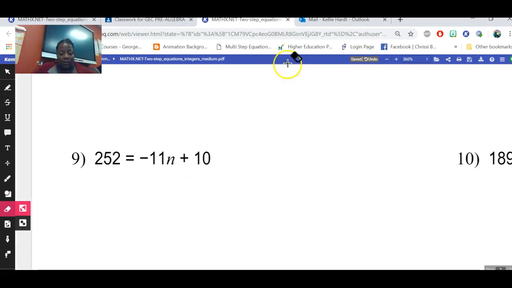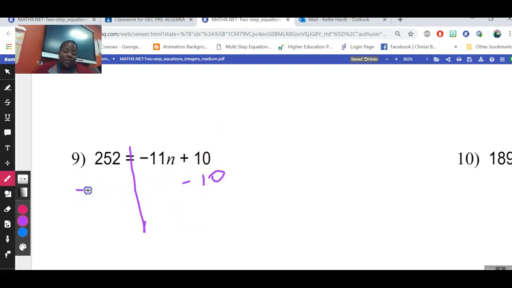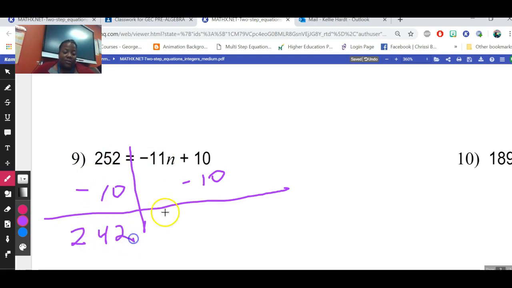Okay, I'm trying to look for some other ones I might want to do. Sure, number 9. Here we go. I'm looking over this side because that's where the letter is. I see I'm going to subtract 10 first from both sides. I have 252 minus 10. That's going to give me 242, right?